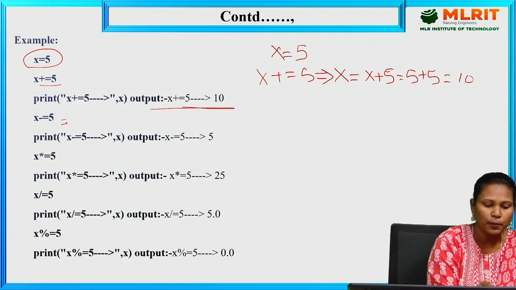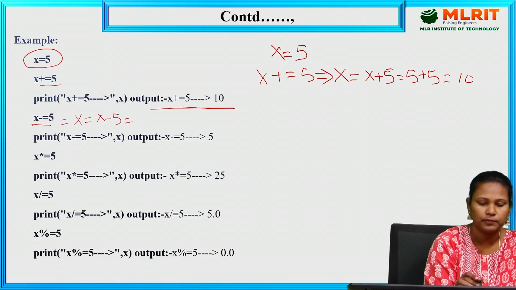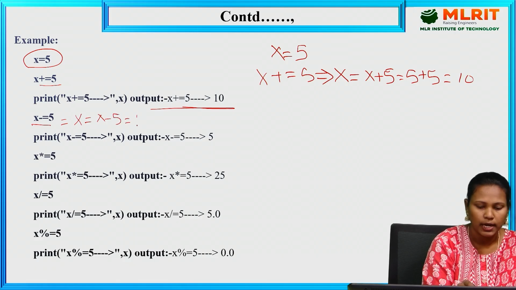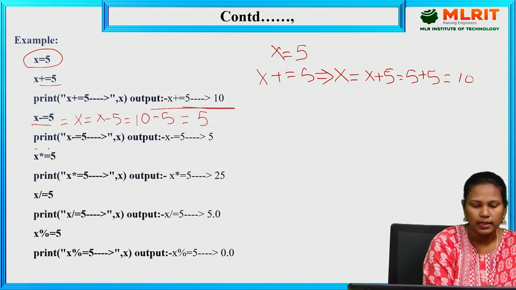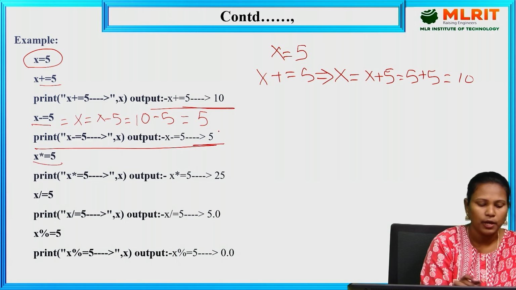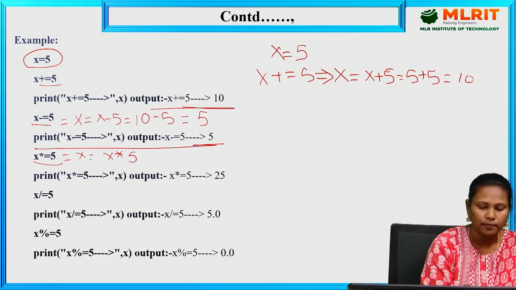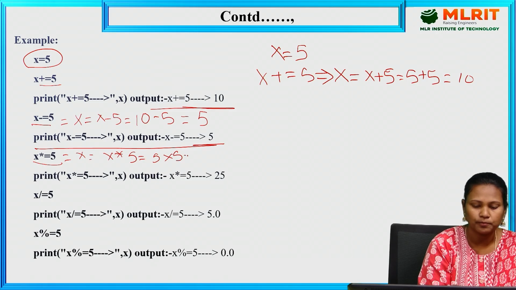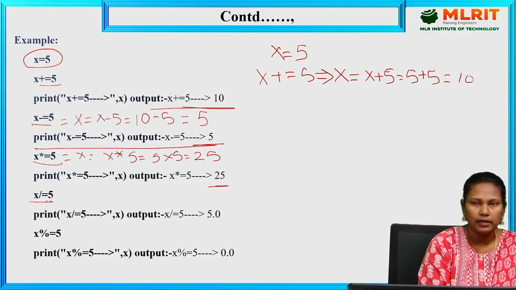Now again we perform the next assignment operator, minus equal to, which means x is equal to x minus 5. The x is updated as 10, and 10 minus 5 means again the x is 5. So the x minus 5 result is 5. Now the x is updated as 5. Now we perform the multiplication assignment operator, that is x is equal to x into 5. 5 into 5 means 25.